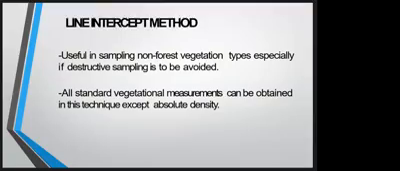So let's now move on to line intercept method. It is useful in sampling non-porous vegetation types, especially if destructive sampling is to be avoided. And all standard vegetational measurements can be obtained in this technique, except absolute density. Now, how do we do line intercept method?